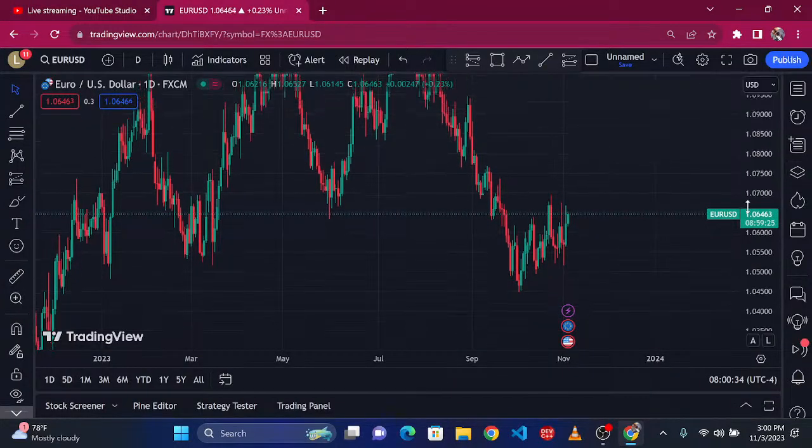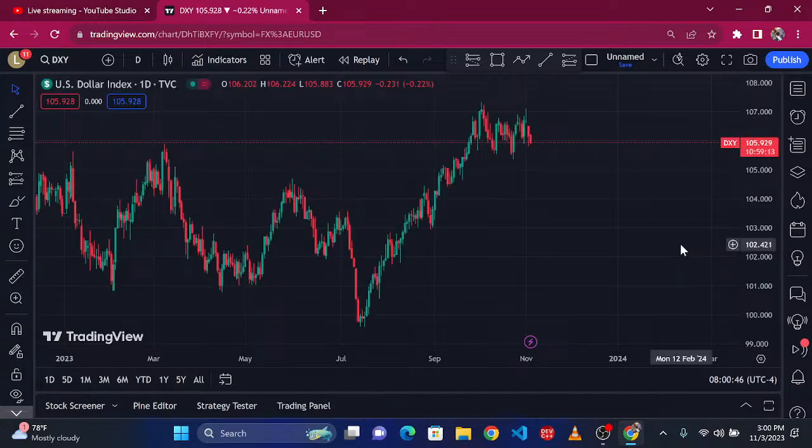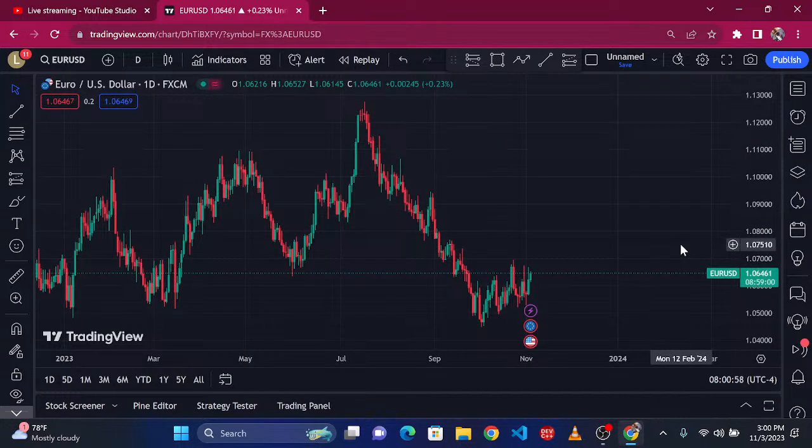So this is a 1 day time frame Euro USD. So we're going to be analyzing two charts, the Euro USD chart and the DXY chart. Why? Because the DXY and the Euro USD move in opposite directions. Like they can't correlate but in opposite direction. If the Euro USD is selling like you are seeing here, the DXY will be buying.